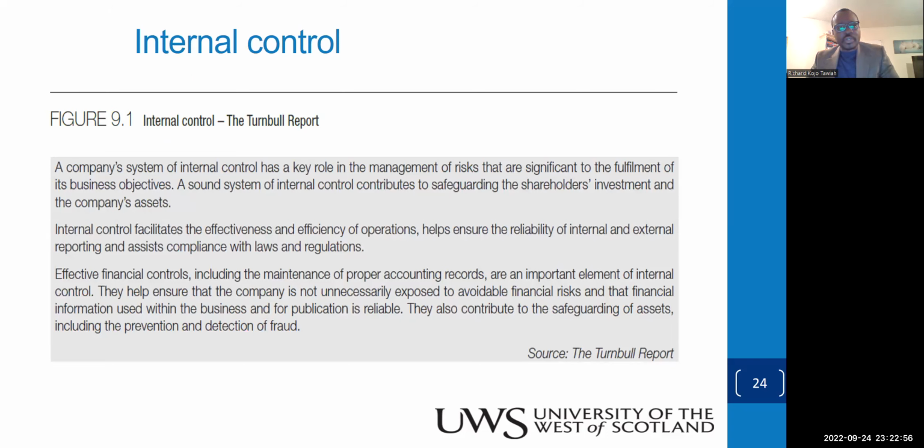From the Turnbull report, you remember the corporate governance evolution, the history. The Turnbull report tells us that internal control systems are very important. It helps the company achieve its objectives. One of the key items is that if we have sound internal control systems, it safeguards the shareholders' investments and the company's assets. When we have good and sound internal control systems, we are able to achieve our objectives, and we're also able to comply with all relevant laws and regulations.